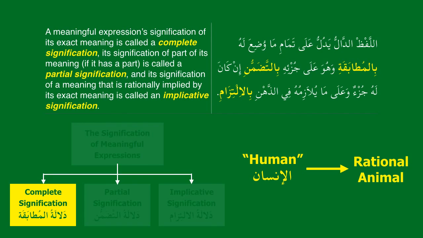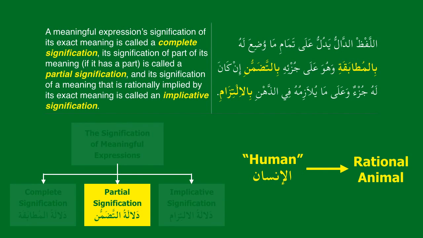When it signifies a composite meaning, then not only does it signify the complete meaning, over here rational animal, but it also signifies the parts of that complete meaning. And when we consider an expression's signification of part of its meaning, for example, the expression human signifying the meaning of rational or the meaning of animal, that kind of signification is called a partial signification. In Arabic, it's called dalalatut tadammun.